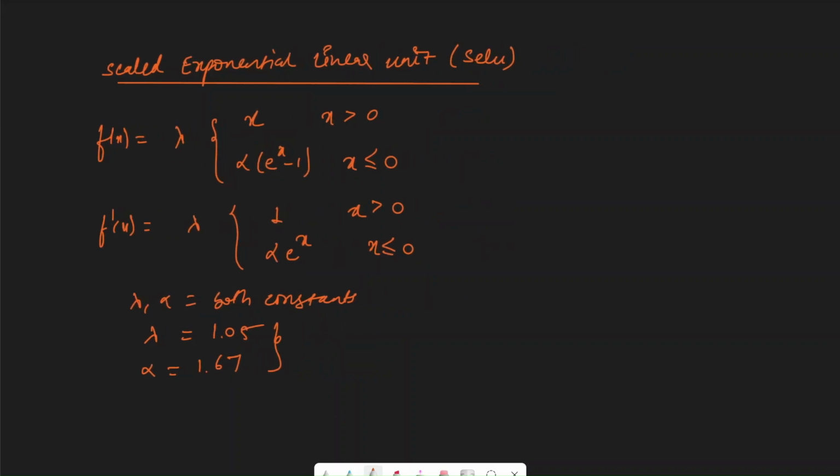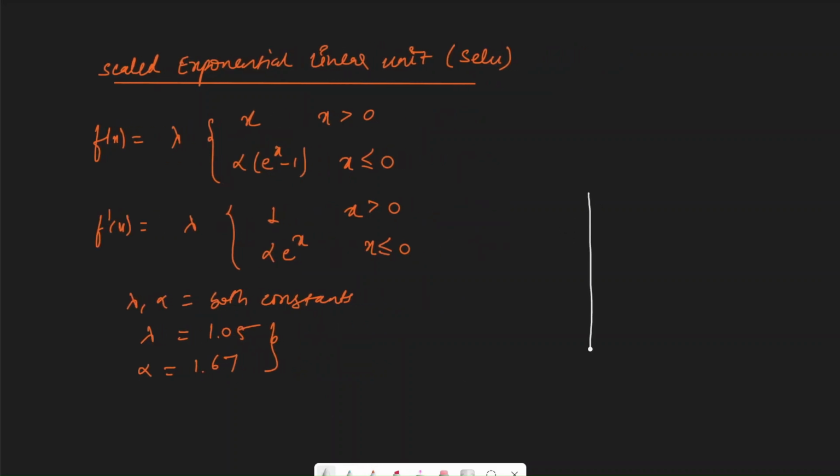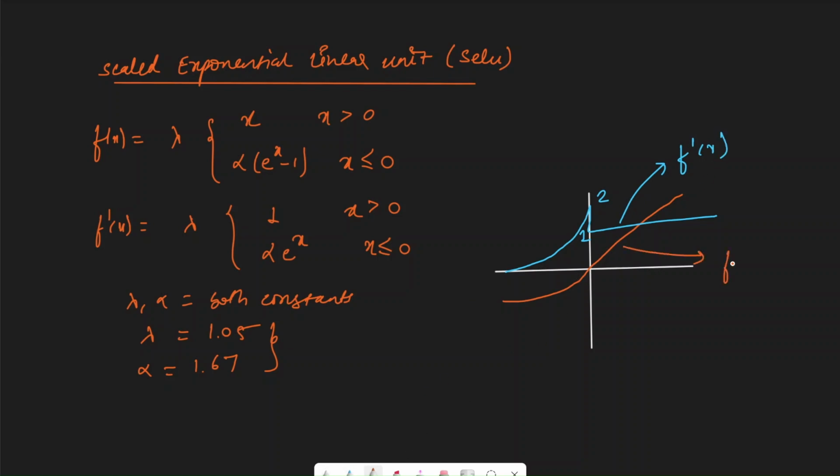If we had to plot these on a graph, then it would look something like this. So this is our y-axis and x-axis. Our SELU function would look something like this, and its derivative would look something like this. We'll come over here and then like that. So this value is 2 and this value is 1. So this blue graph is f dash of x and this orange graph is f of x. So this is the derivative of SELU and this is the SELU function itself.